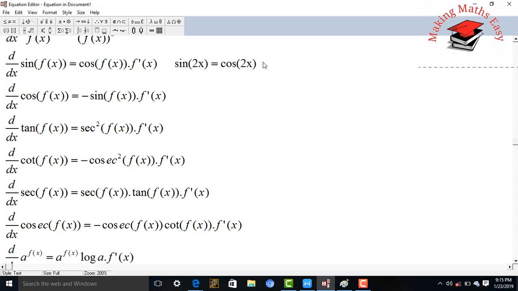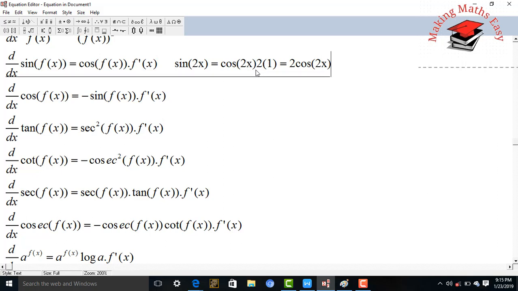So it will be cos 2x into the derivative of 2x. What will be the derivative of 2x? The derivative of 2x: the constant 2 will come outside and the derivative of x is equal to 1. So this is equal to 2 cos 2x. So 2 cos of 2x will be the final answer.